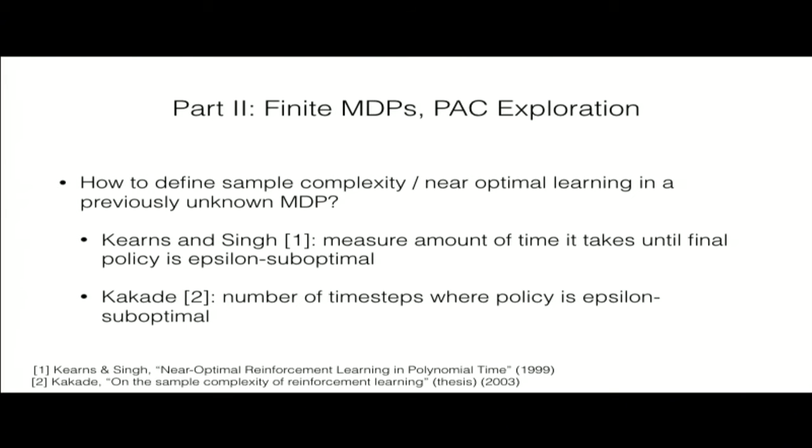One version of this was proposed by Kearns and Singh, where they look at how many time steps it takes until your policy is epsilon suboptimal, meaning the expected return of your policy is within epsilon of the optimal policy, with some high probability, 1 minus delta. So there are two parameters, and you want an algorithm such that with high probability, it's epsilon suboptimal as fast as possible. Question? Yeah.